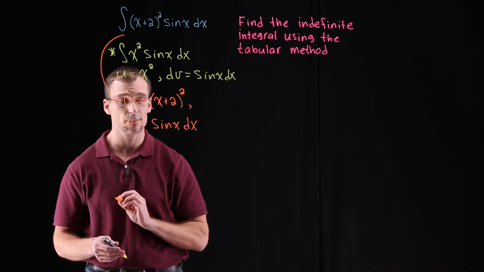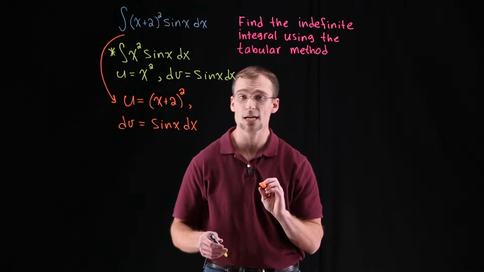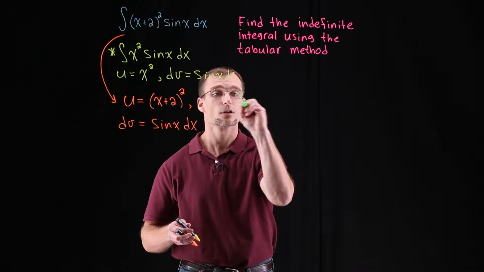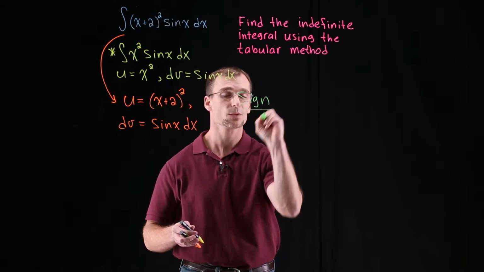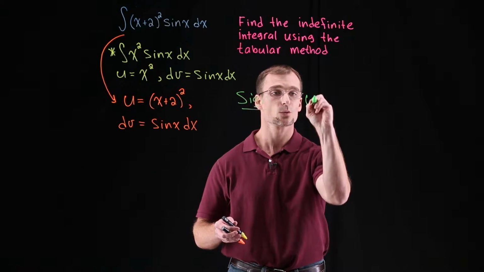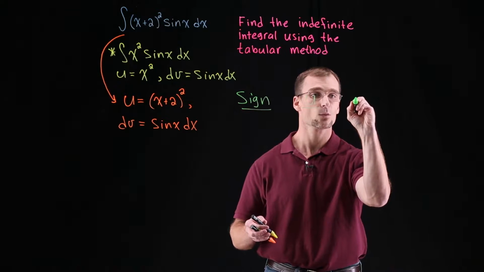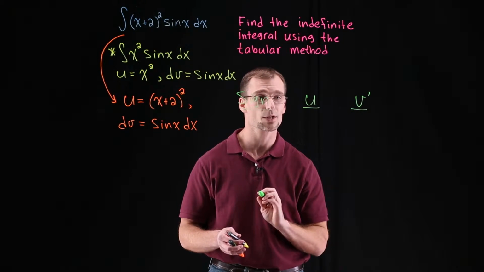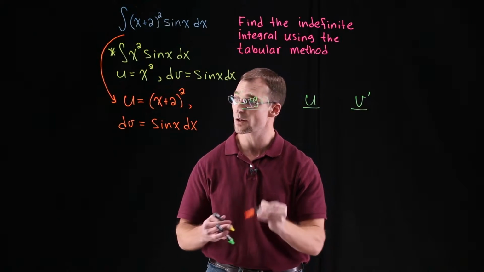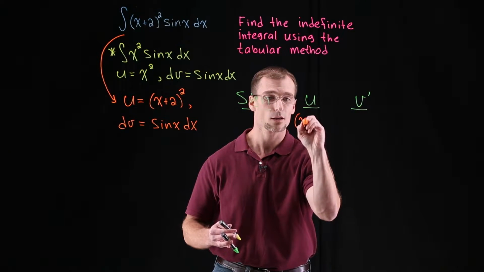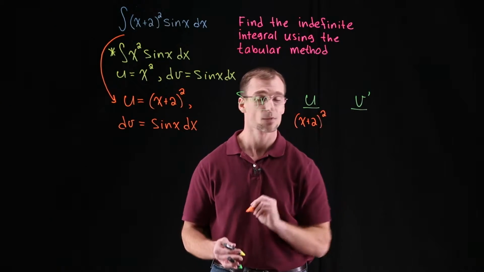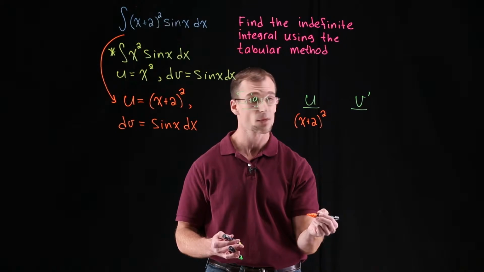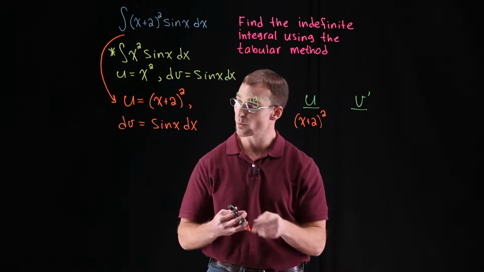So now let's set up our tabular method and see what we're going to do with that. With the tabular method, we're going to have our table. We'll start it out with 3 columns, one for sign, which we'll get to, one for u, and one for v prime. Sign we'll get to last, but for our u, we're going to start with what we let our u be equal to, which was the quantity x plus 2 squared. For u, we're going to take successive derivatives until we get to 0. And then also our v prime, which, what is that?